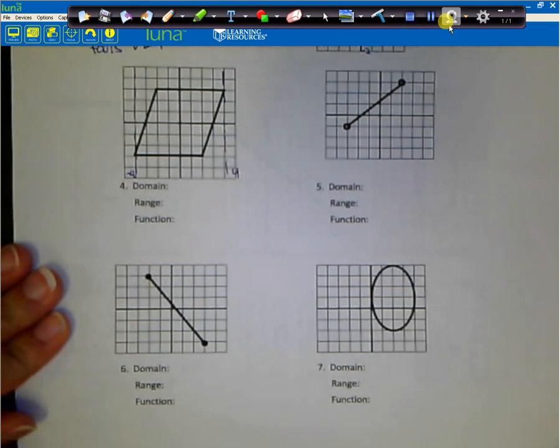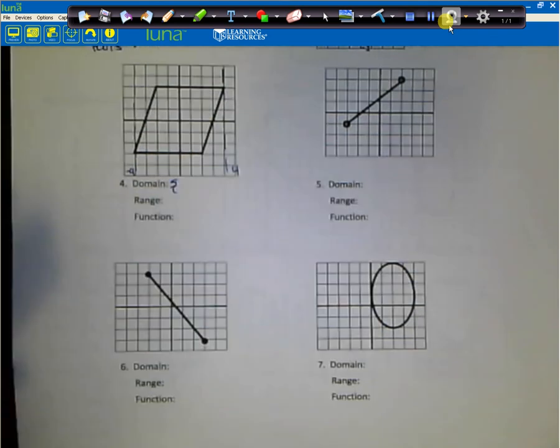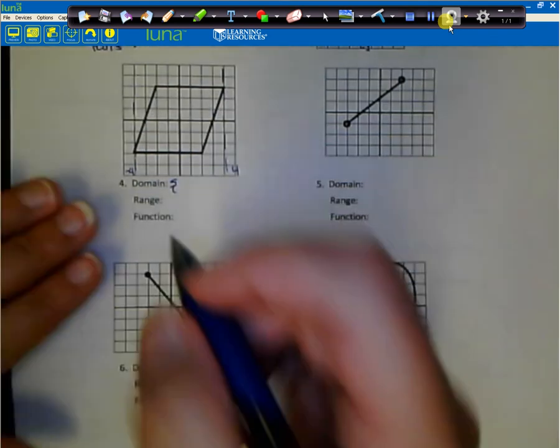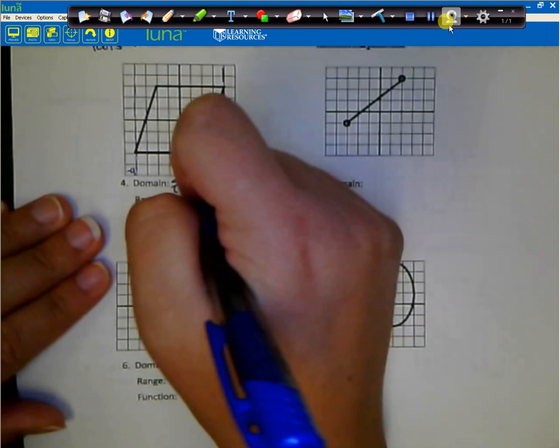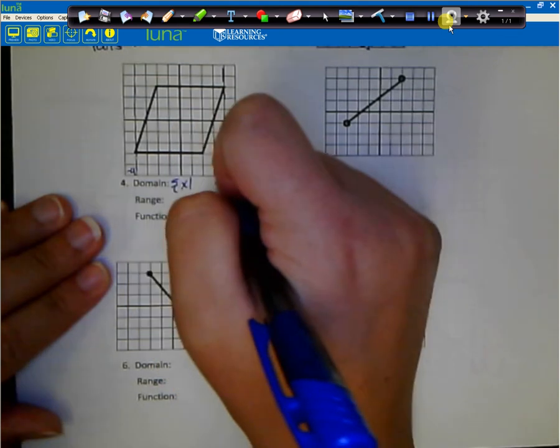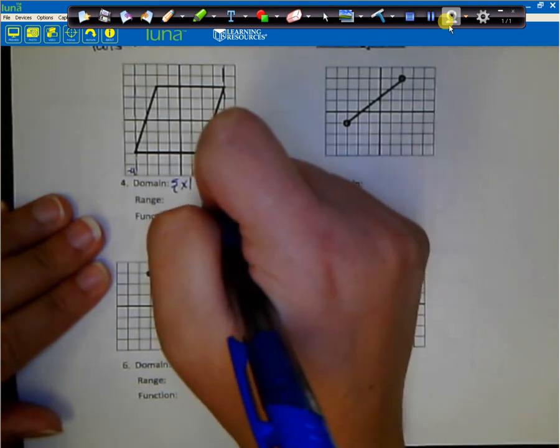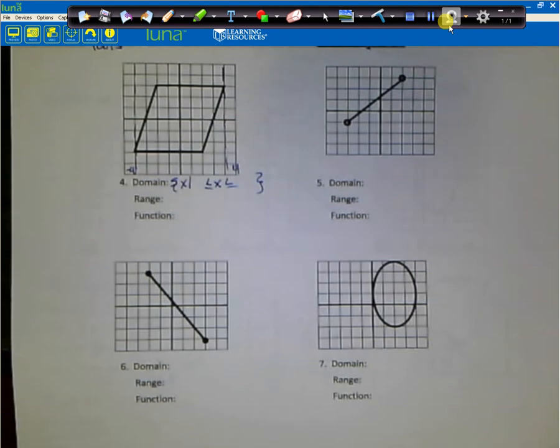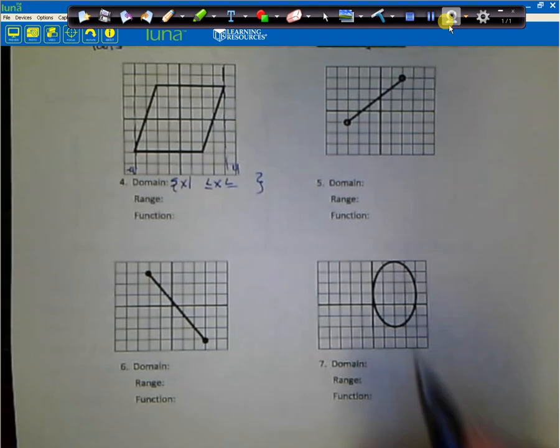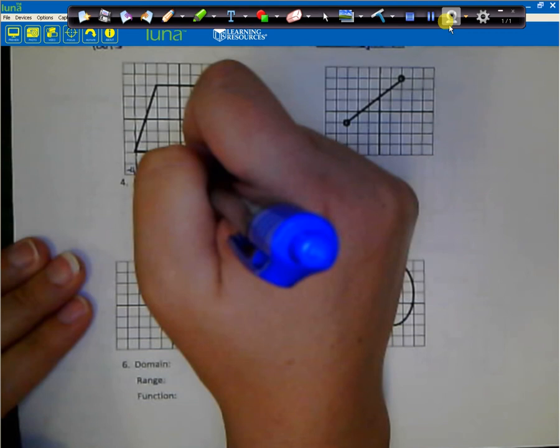So for my domain, to show that it's all from negative 4 to positive 4 and all the numbers in between, I'm going to go back to my AND set notation that we looked at for inequalities. So there's my AND set notation. I'm going to put these from least to greatest, so it's everything from negative 4 to positive 4.